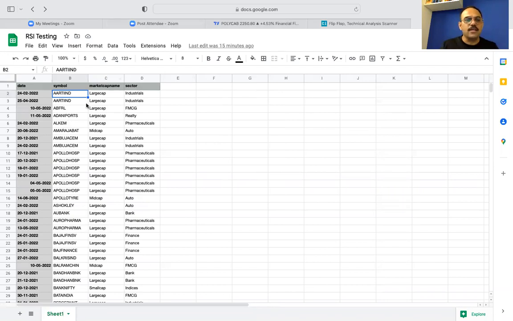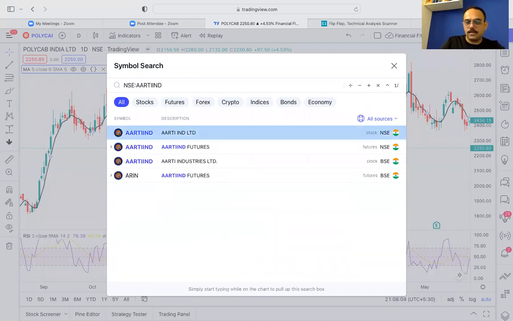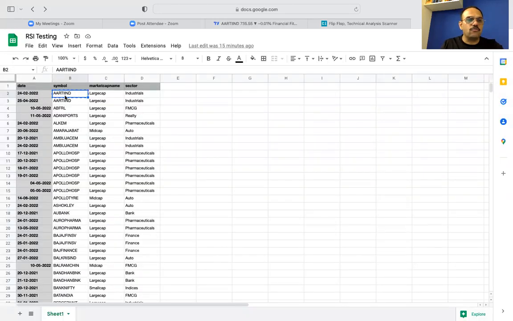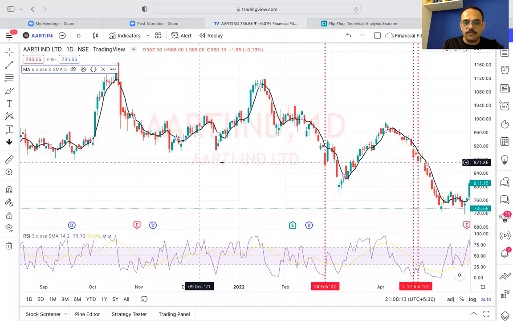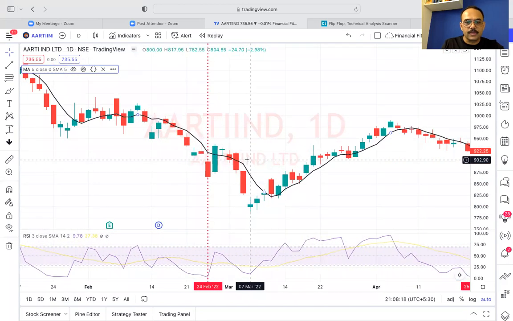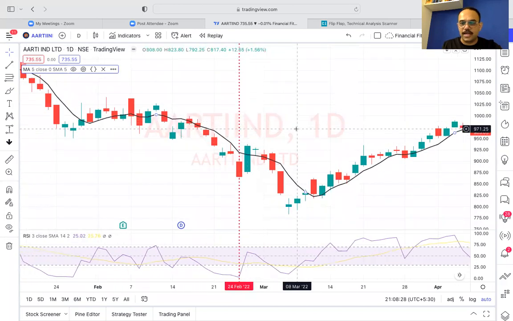So what we have done is I'll pick up Aarti Industries. Let me put it here. Then let's go to the date. It is 24 2 2022. Okay. So I have marked it. Now here, if you can see Aarti Industries and this 24th February 2022.